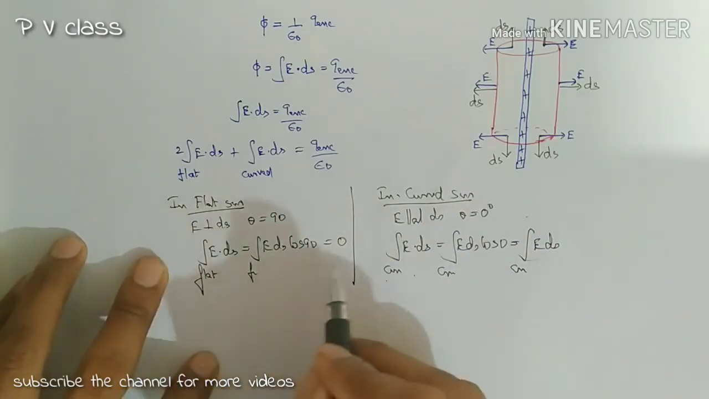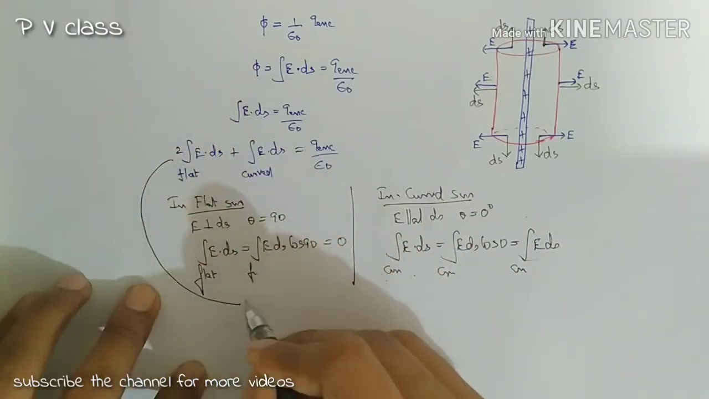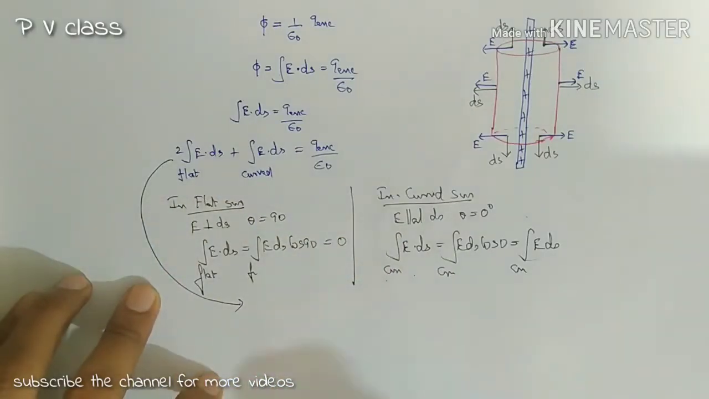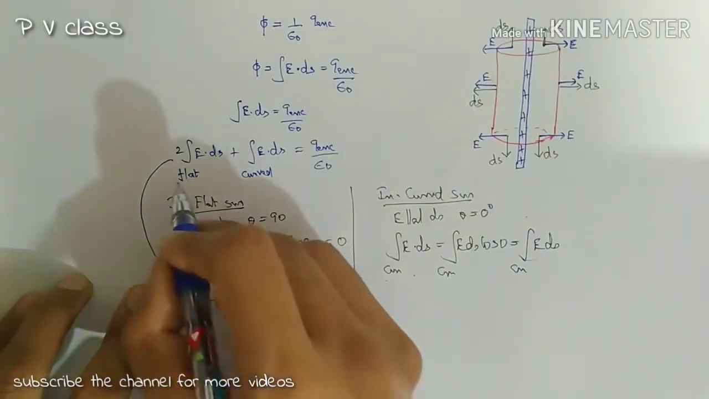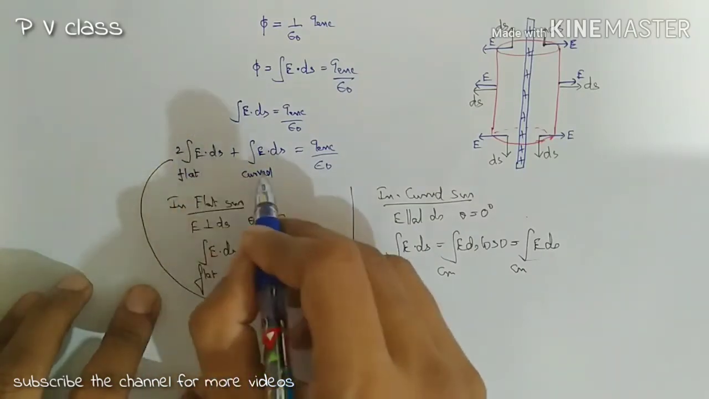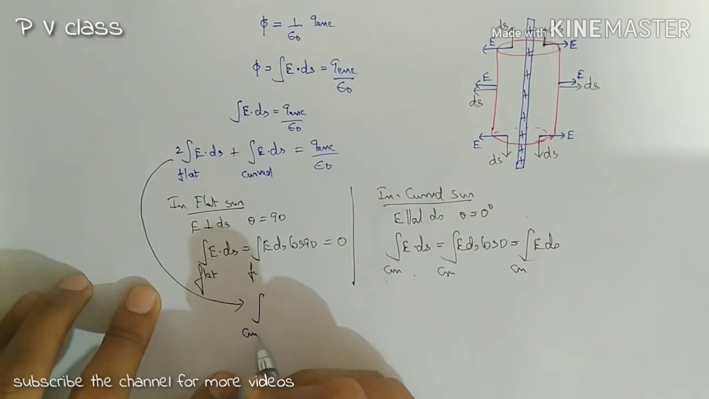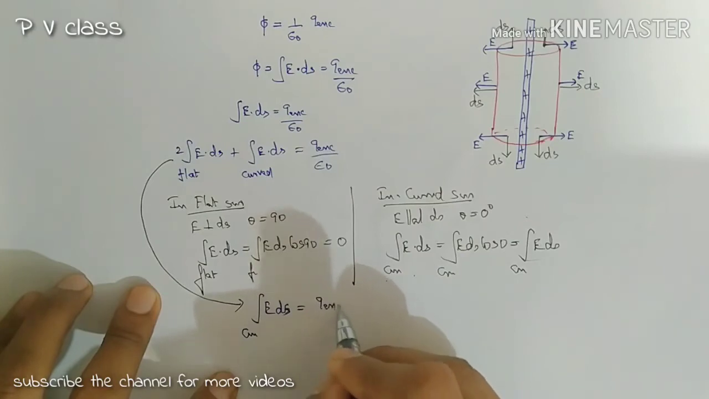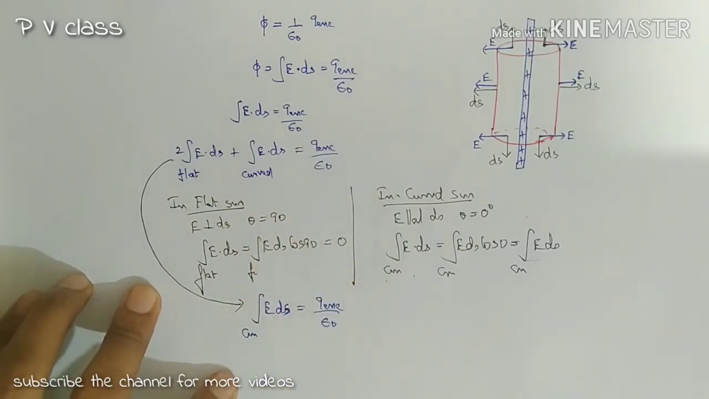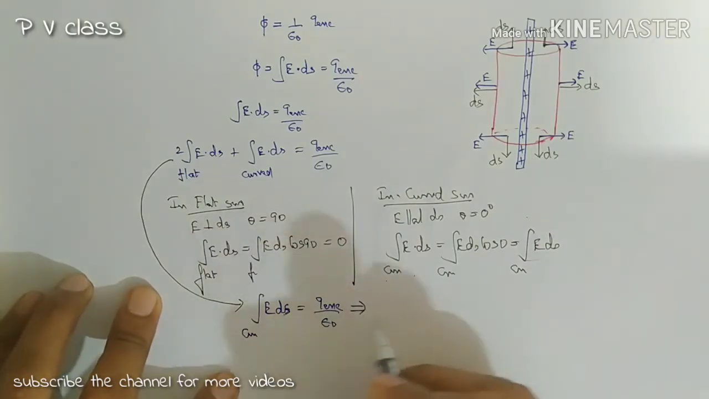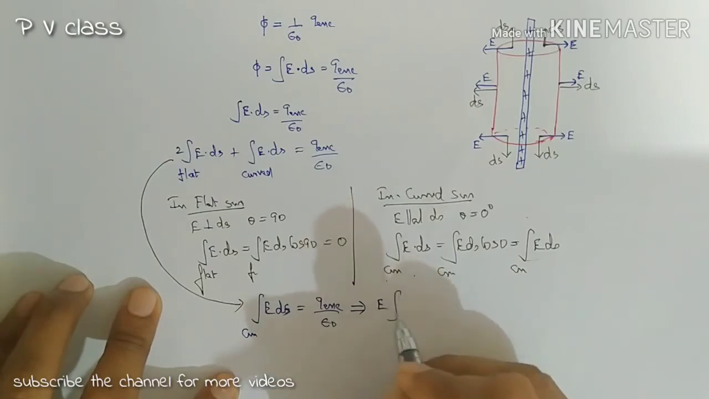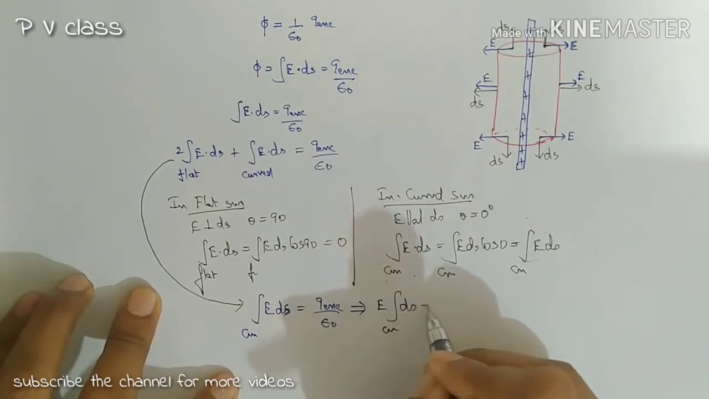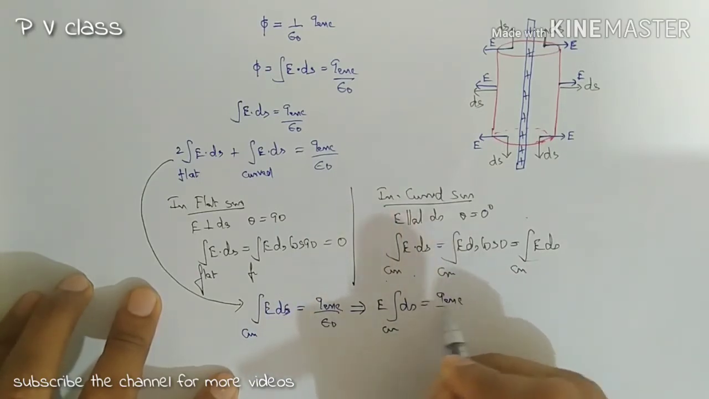Integral flat E dot ds is 0. Substituting these values over here, since flat is 0, we don't have to write this, and we'll write integral curved E ds, that is equal to q enclosed by epsilon 0. Then from this expression, I could take that E outside. I could write E into integral curved ds, that is equal to q enclosed by epsilon 0.